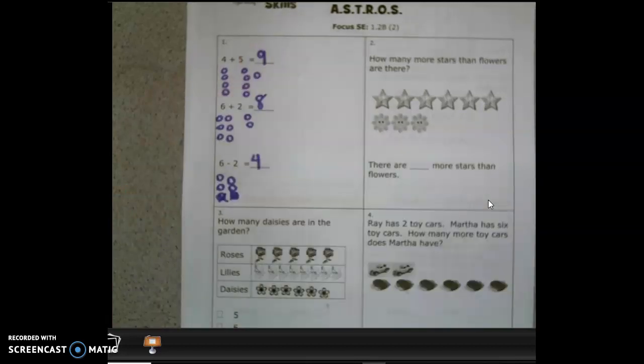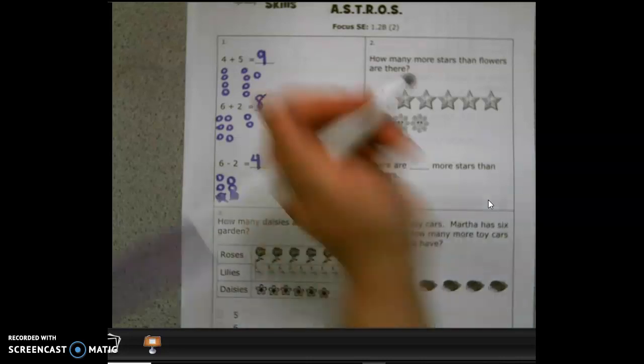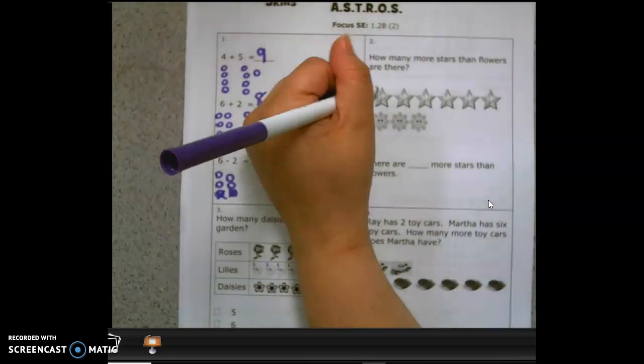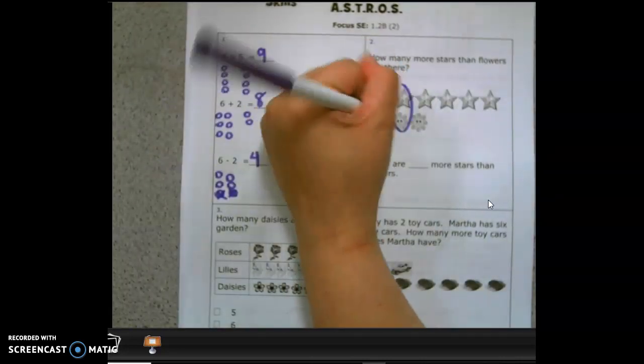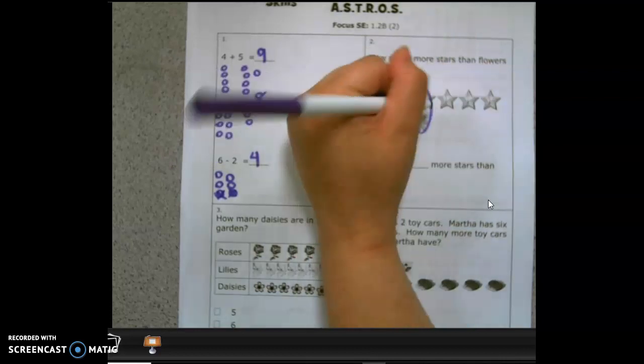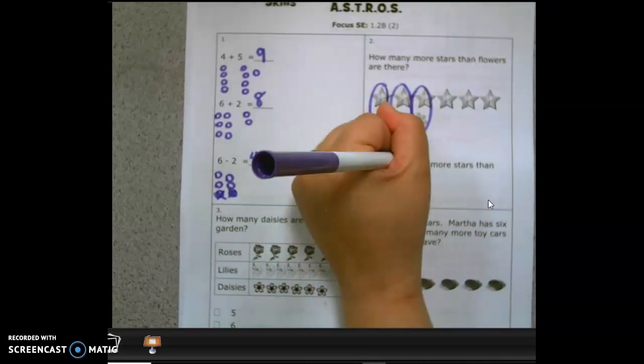How many more stars than flowers are there? So remember, when we're doing more, we're comparing. So these ones are together, these ones are together, these ones are together. How many more? There are 3 more stars than flowers.